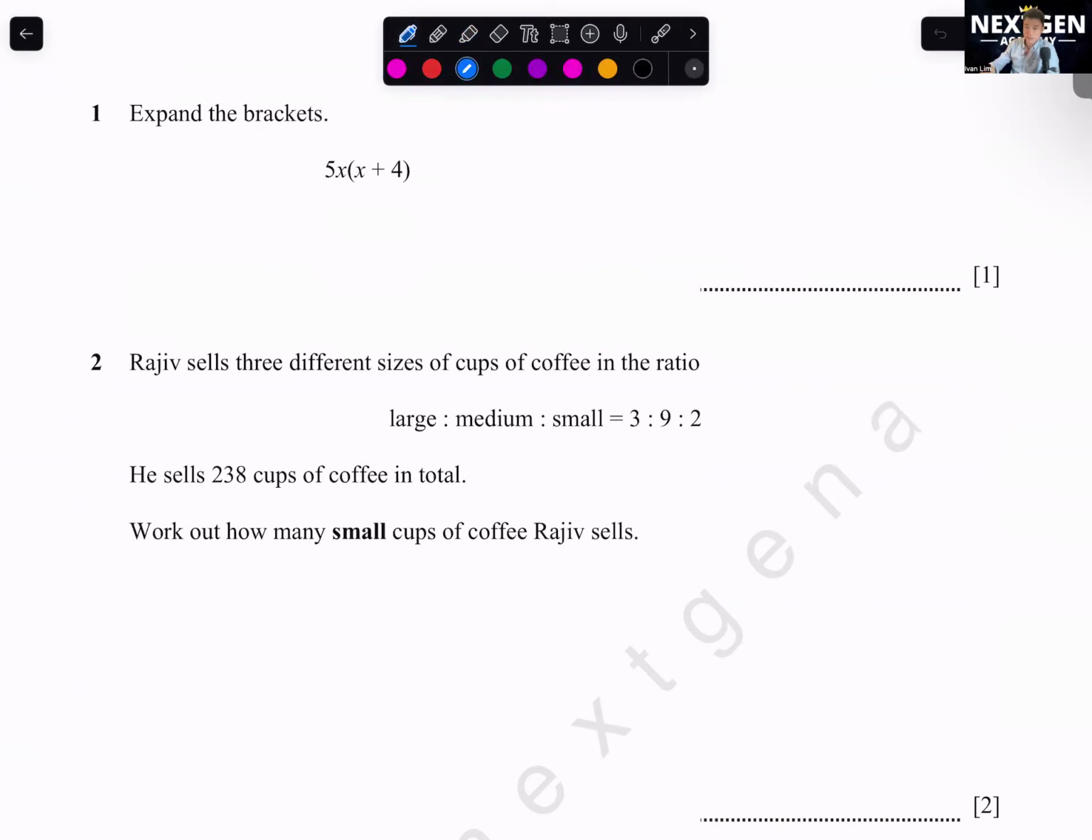This is a question on indices where we take 5x times x, then 5x times 4. 5x times x will be 5x squared. 5x times 4, 5 times 4 will be 20x.